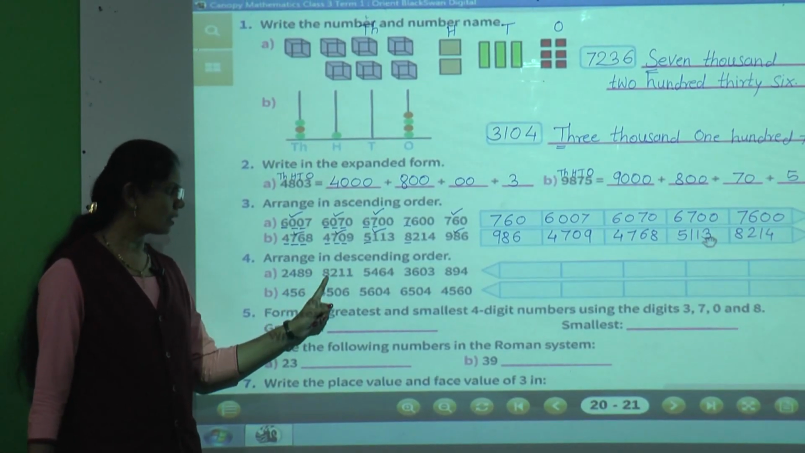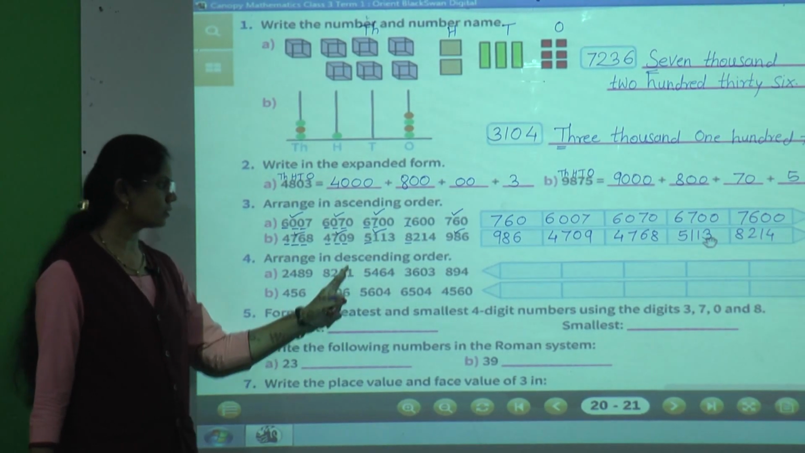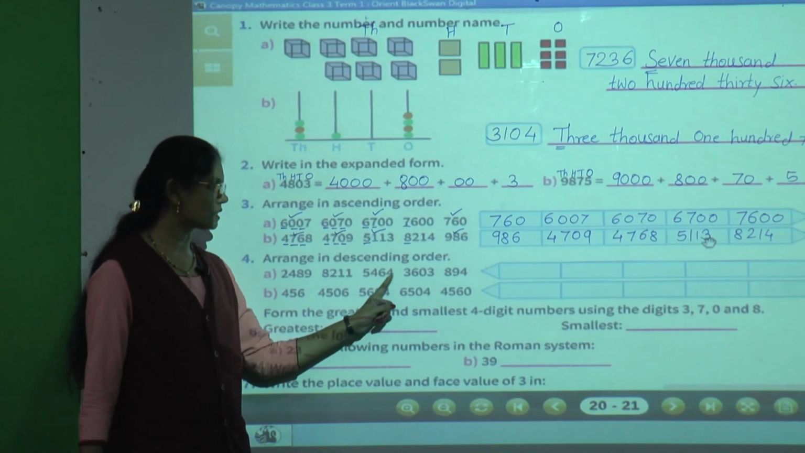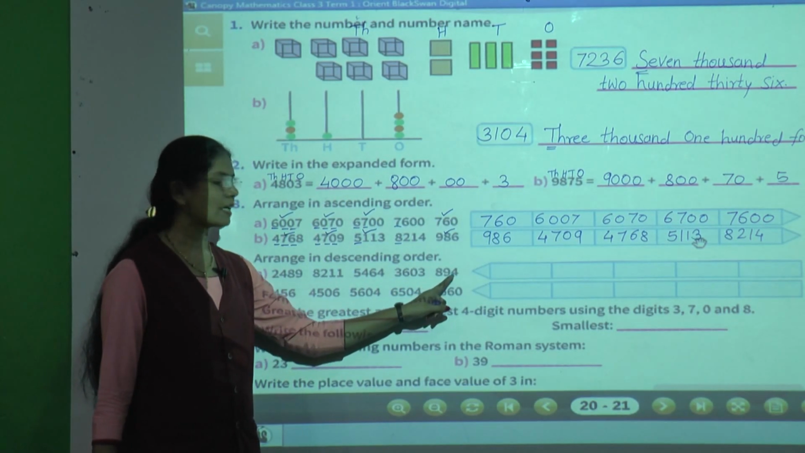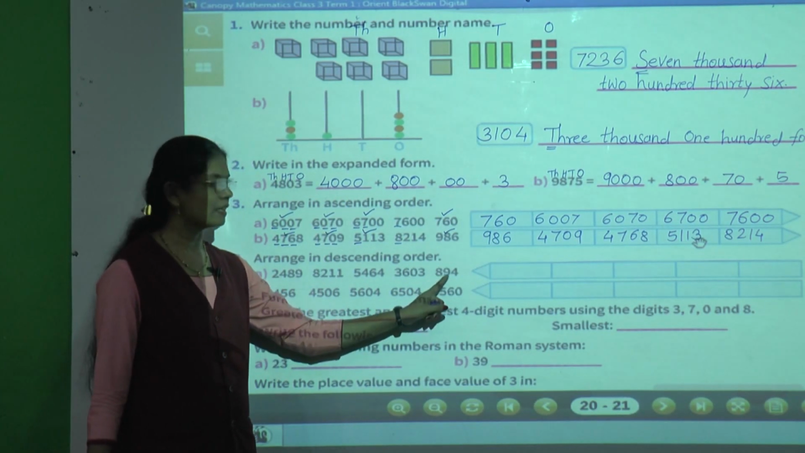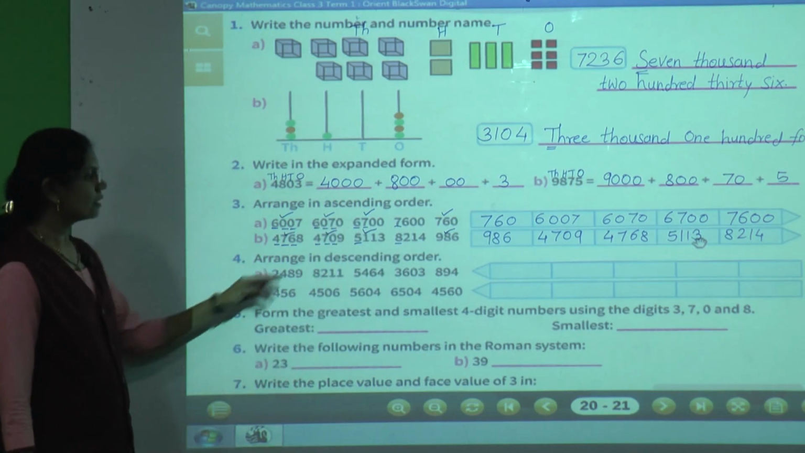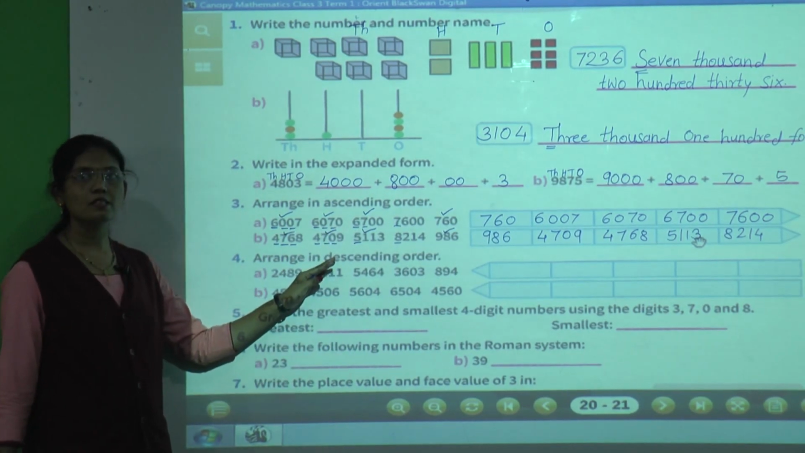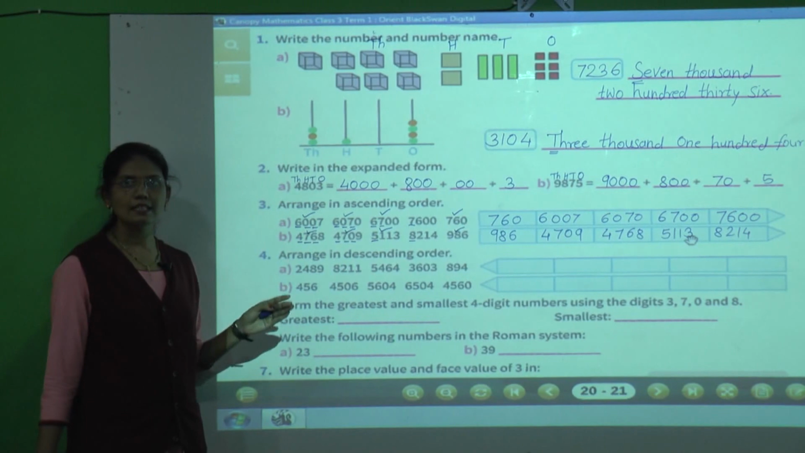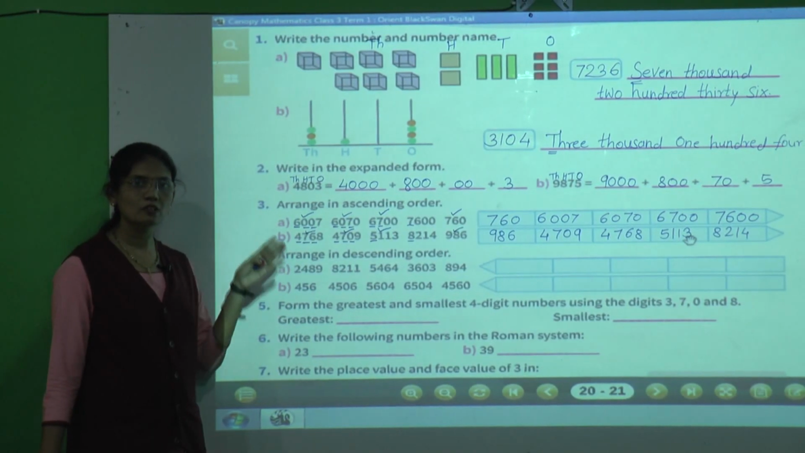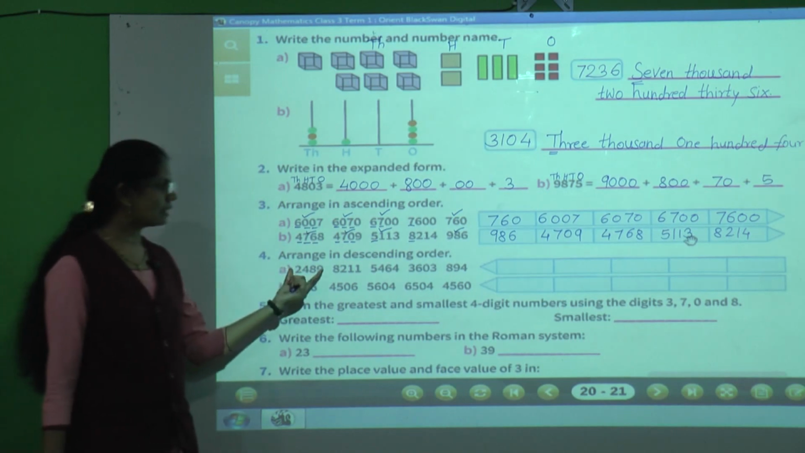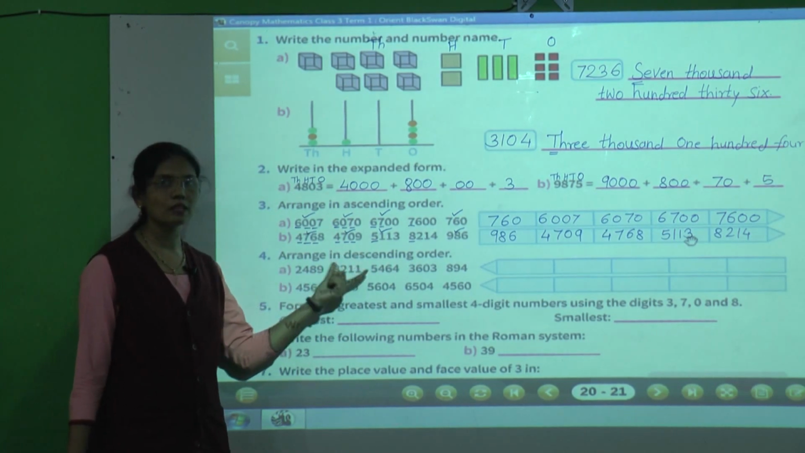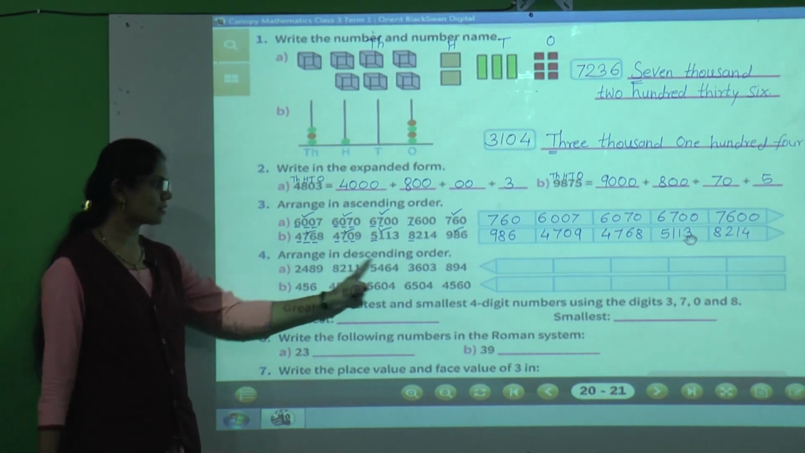2489, 8211, 5464, 3603 and 894. Sorry. Now here we have to arrange the numbers in descending order. Descending order means we have to arrange the numbers from biggest to smallest. So here first we have to see which one is the biggest number among these numbers.